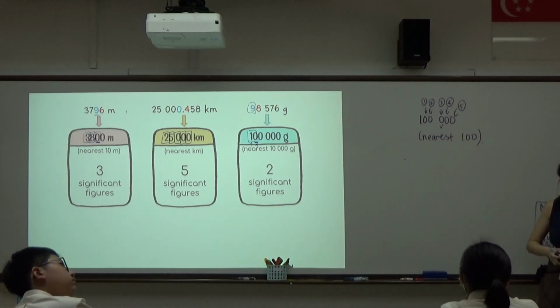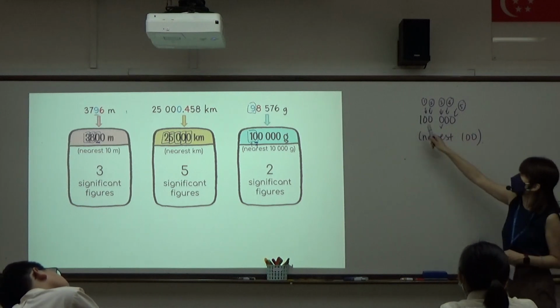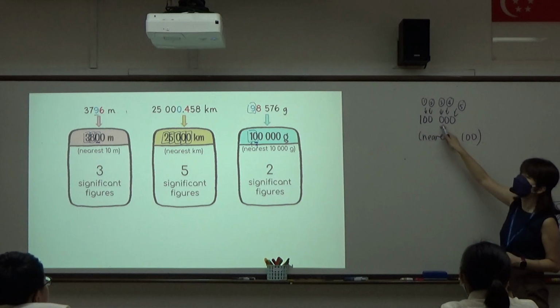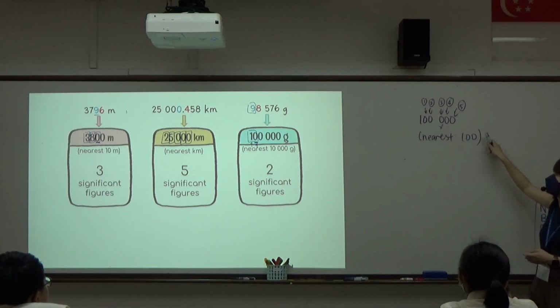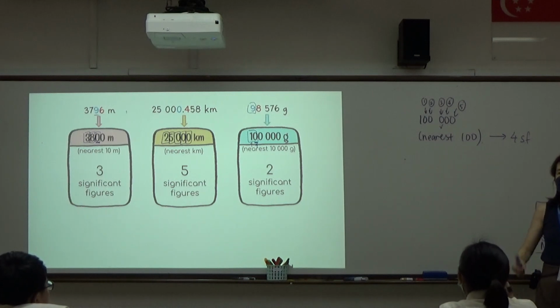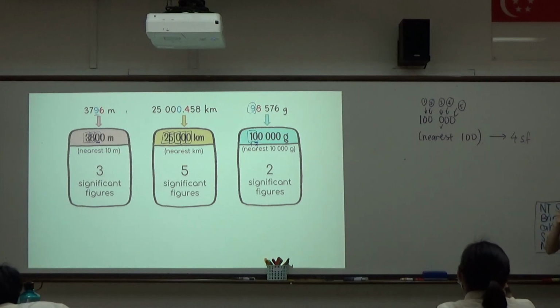So that means that when I count the number of significant figures for this number, I will count 1 significant figure, 2, 3, and 4 significant figures. So in this context, I will have 4 significant figures. We can use SF to denote the two words. Okay? Don't need to write it out in full. Just like decimal place, we replace it with the acronym DP. Significant figures, we use SF. Okay?